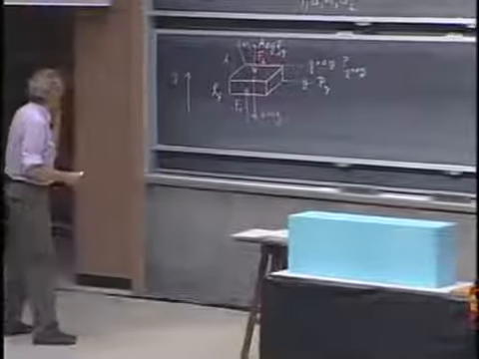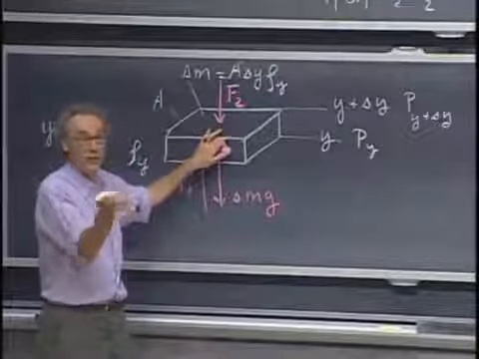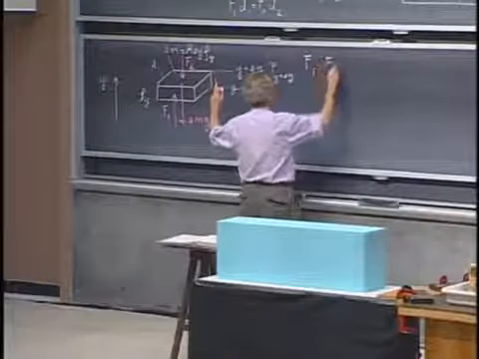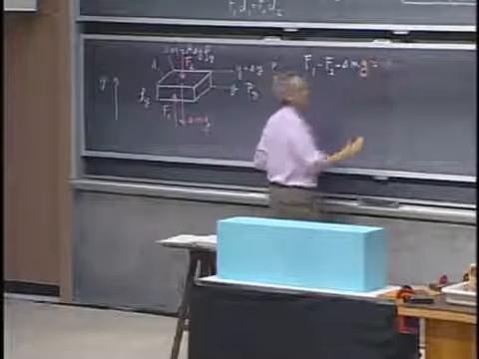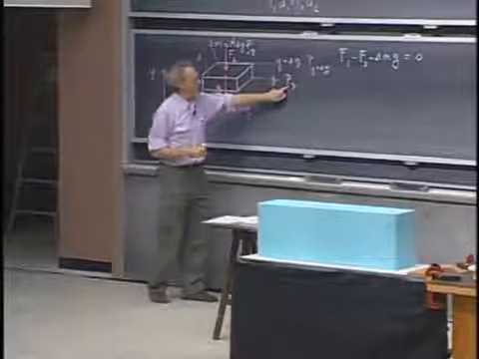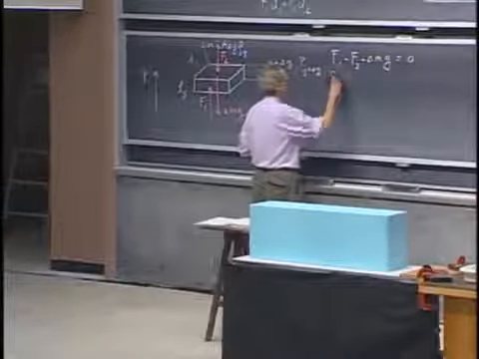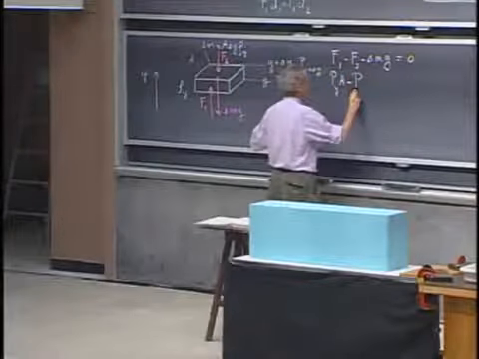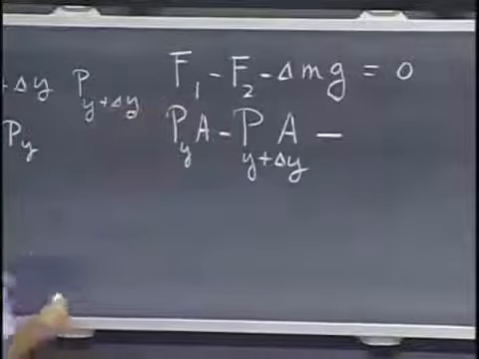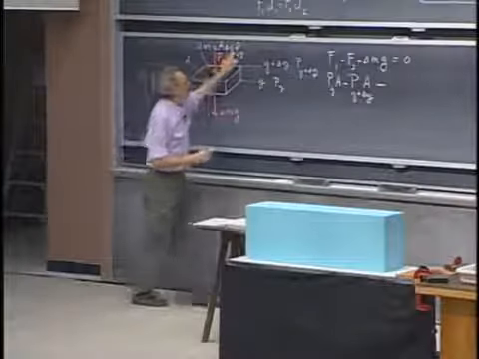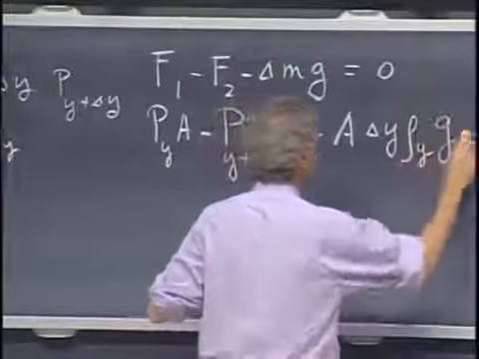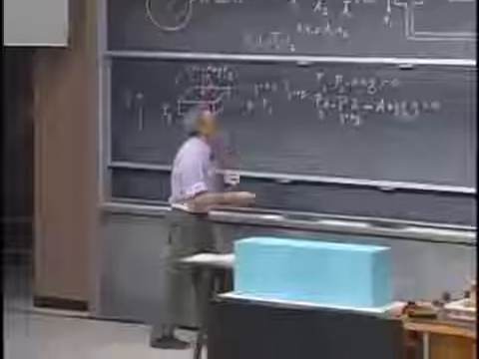So now there has to be equilibrium. This fluid element is not going anywhere, it's just sitting still in the fluid. And so I now have that F1, which is in this direction, minus F2, minus delta m g, must be 0. Only then is the fluid element in static equilibrium. But F1 is this pressure times the area. So that is P at level y times the area. And F2 is P at level y plus delta y times the area, minus delta m, which is A delta y times rho. So I get minus A times delta y times rho, which could be a function of y, times g, and that equals 0. Notice I lose my area.